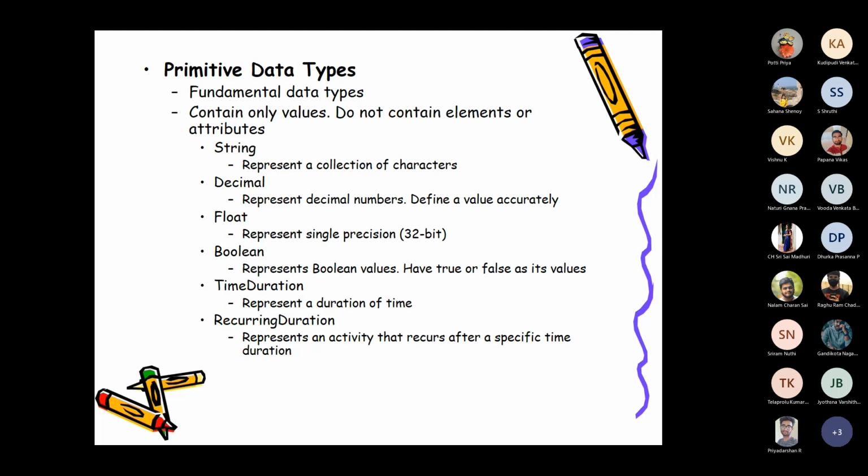So the basic data types are string, decimal, float, boolean, time duration, and recurring duration. The difference between time duration and recurring duration is that time duration is just about a duration, whereas recurring duration represents an activity that recurs after a specific time duration. Okay, so if repeatedly after every 12 hours or every 4 hours you want an alarm file or an XML file generated, recurring duration should help you do that. So these are the basic primitive data types available.